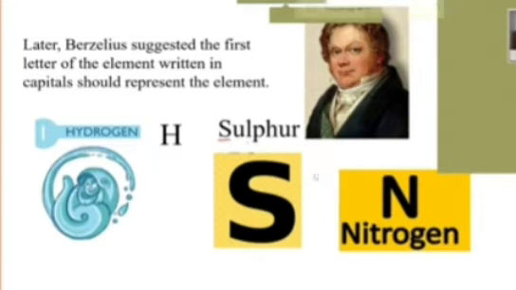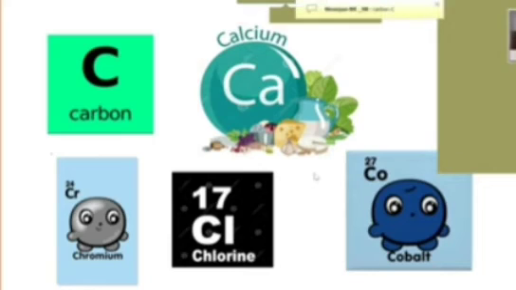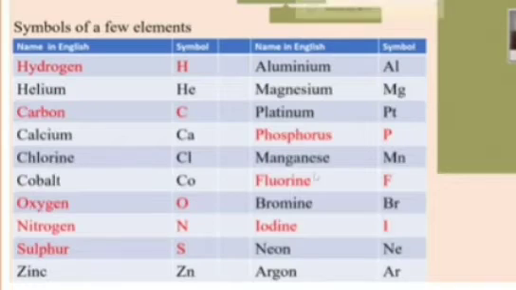But we cannot represent all the elements in this manner. Do you know why? I will explain. Let us take the elements carbon, calcium, chromium, chlorine and cobalt. Here all start with C. So we have to take the second or third letter with the first letter as its symbol.